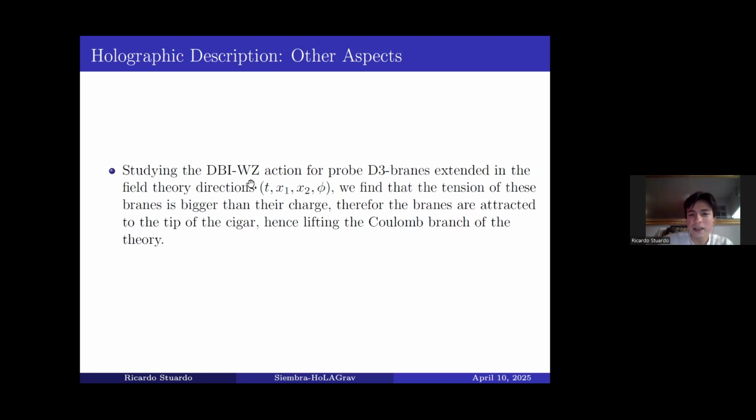The idea is that you play the same game that you did in AdS5 × S5, but now in this deformation, and you find that there is no freedom. All the branes want to go to the tip of the cigar. All the branes want to go to the same point. So because there is no freedom of moving the branes, you find that the Coulomb branch is lifted, which is exactly what we found in field theory, because the scalars were massive, and so they could not have a Coulomb branch.